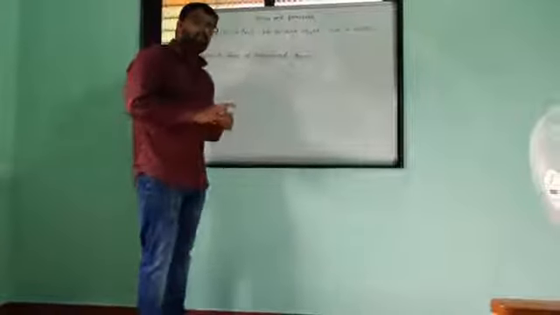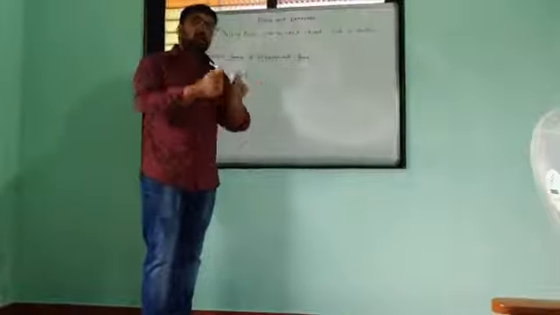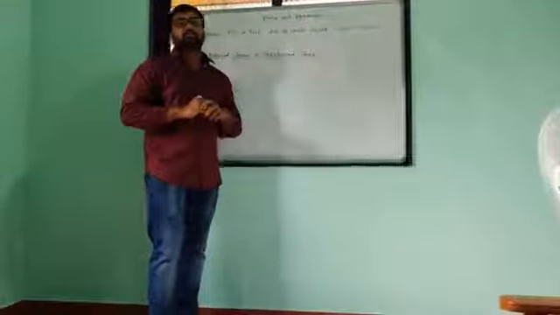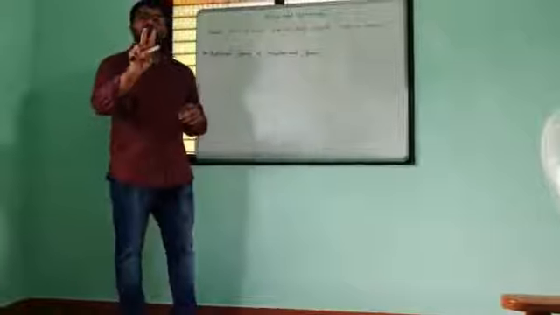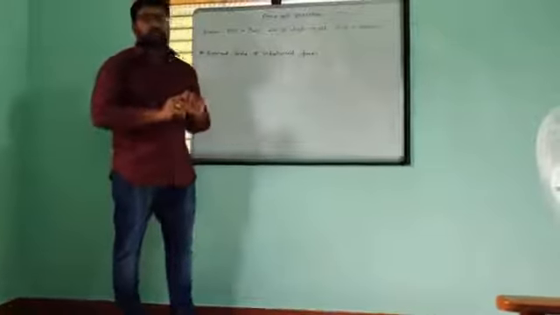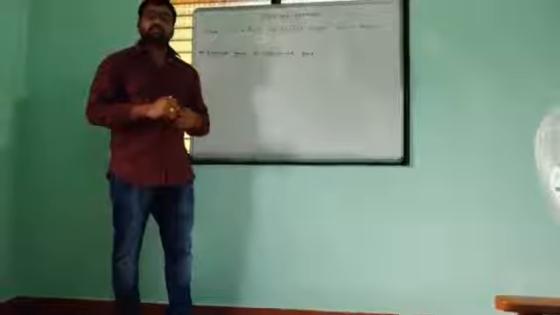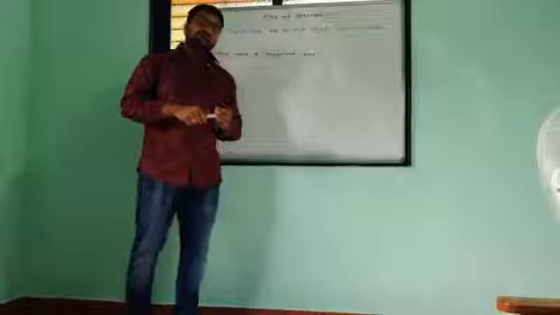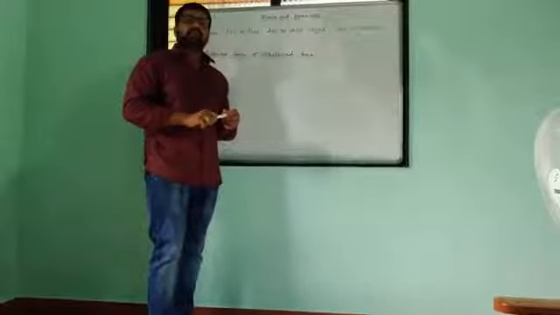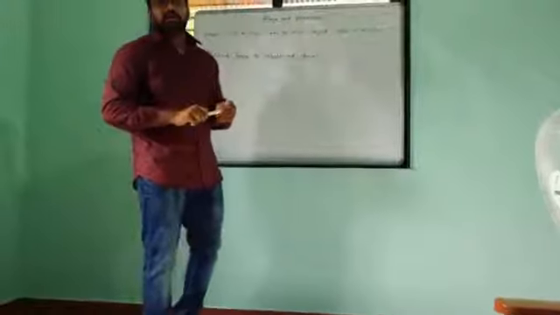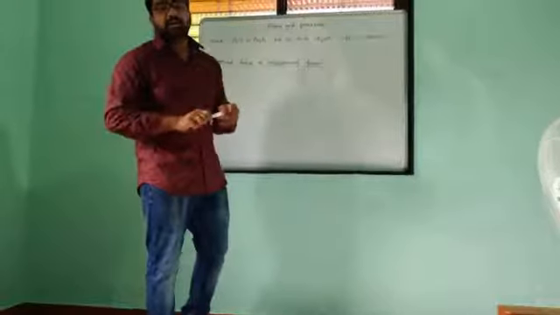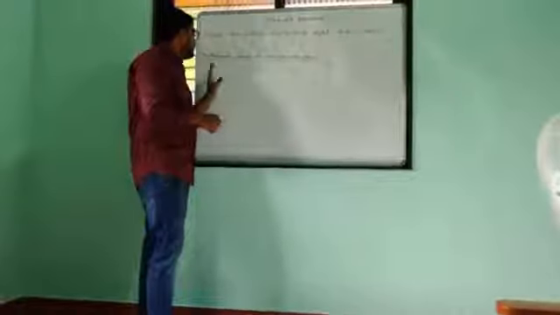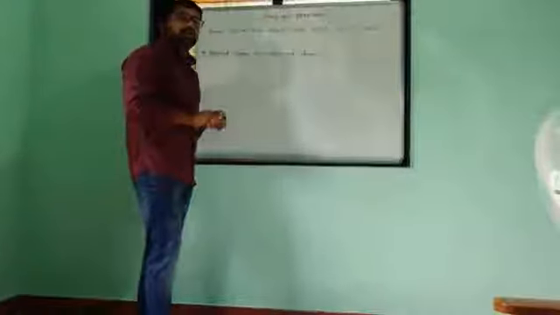So in contact force, what happens? Two objects are directly in contact with each other. When we apply force on some object, at that time the two objects are directly in contact with each other. These are contact forces. And in non-contact force, forces exist between two objects, but the two objects are not directly touching each other. So those are contact and non-contact forces. The next topic we have to see is balanced force and unbalanced force.